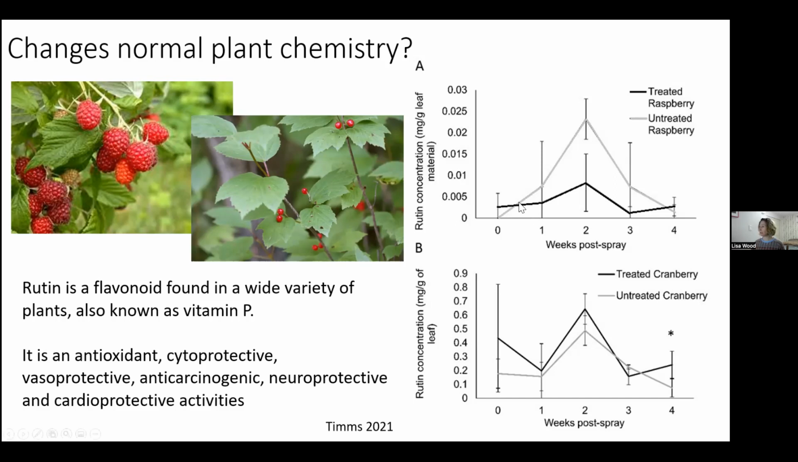And you can see on the right here that it's not an amazing result, but we do see in raspberries that the untreated, so the control plants, have generally higher amounts of rutin than the treated plants, especially at week 2 after spray. So this is just within the same year of spray. We measured weeks after. We seem to have sort of a flush of rutin in week 2 that we don't see in the treated plants as significantly.